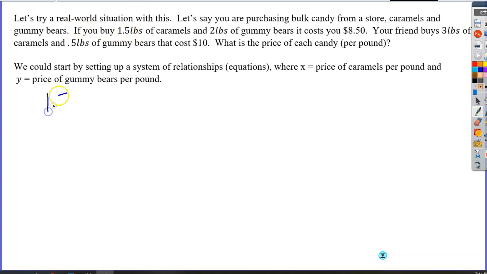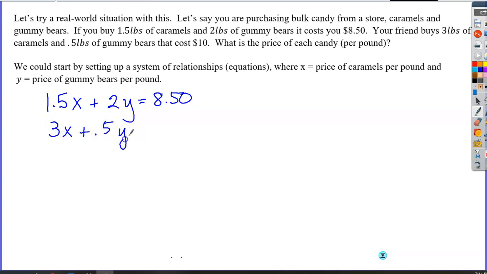So you bought 1.5 pounds, and we don't know the price of the caramel, so we'll say times X, plus you bought 2 pounds of gummy bears at their price, Y, and that should add up to $8.50, okay? Our second relationship is your friend bought 3 pounds of caramels, the price was X, and 0.5 pounds of gummy bears times its price, and that came out to 10. So you want to solve for the price.